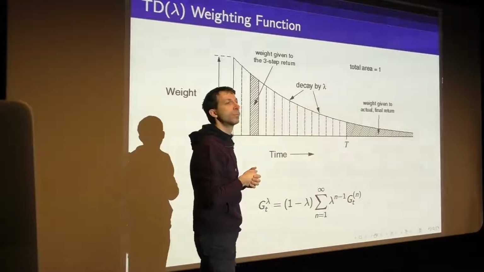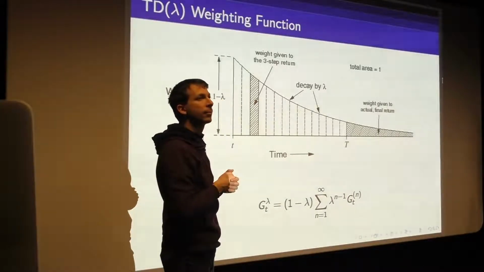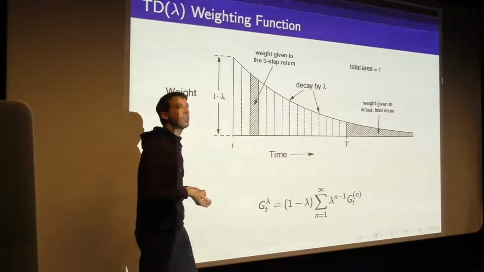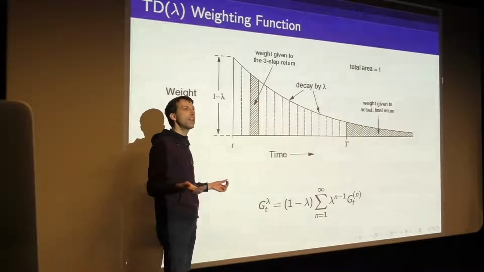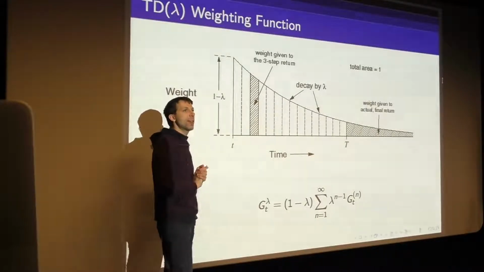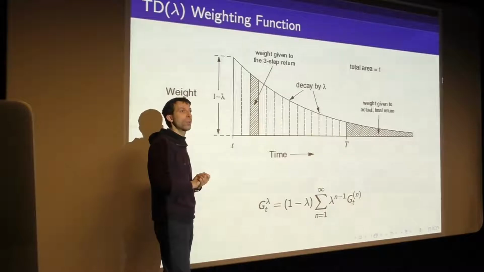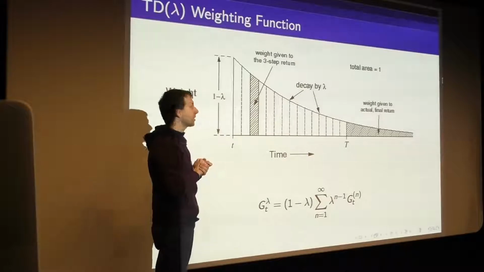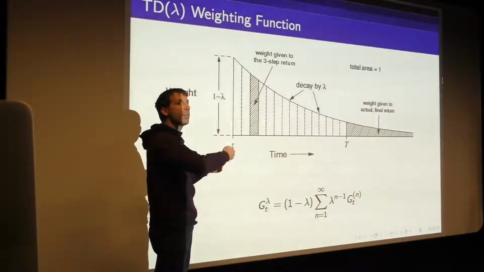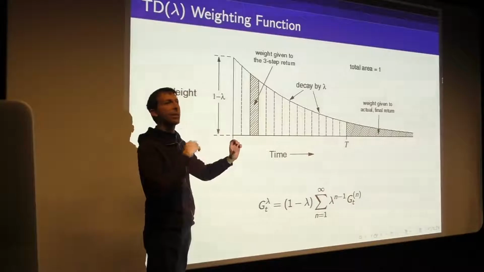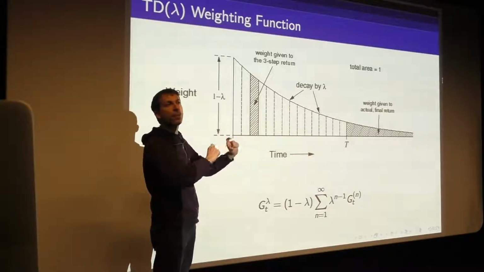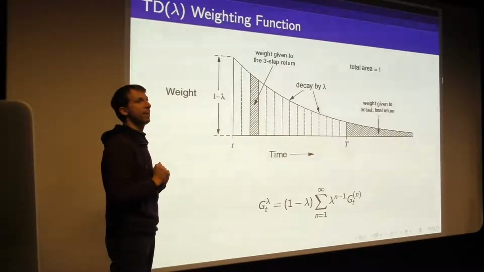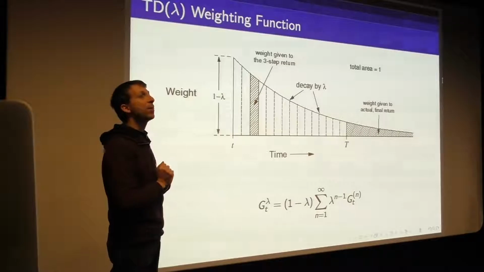Question: why is it geometric weighting? Why don't we use some other weighting? Great question. The answer is that it makes for an efficiently computable algorithm. Geometric weightings are memoryless, which means you can do this in a very efficient way that doesn't require either storing or computing something different for each of your n-step returns. So you can do TD lambda for the same computational cost as TD0. And that's only true for geometric weightings.